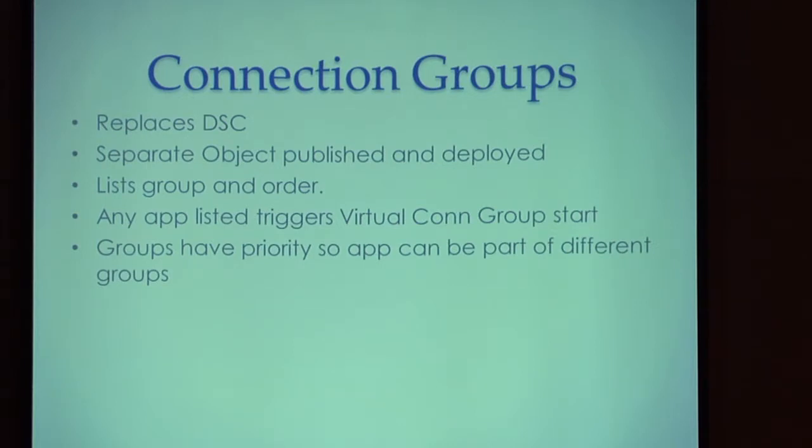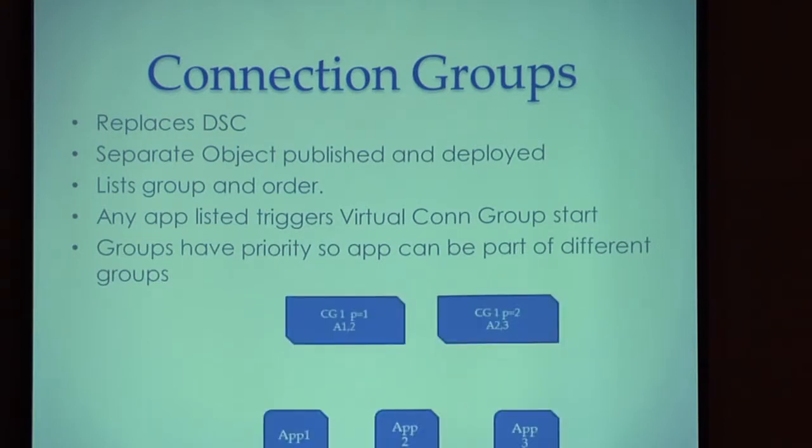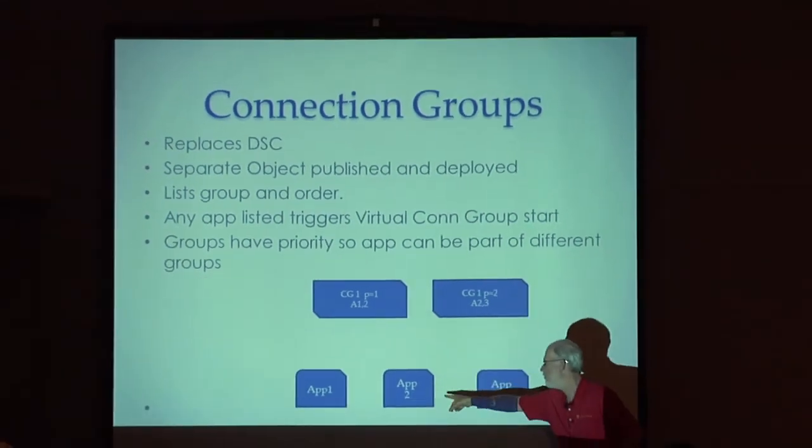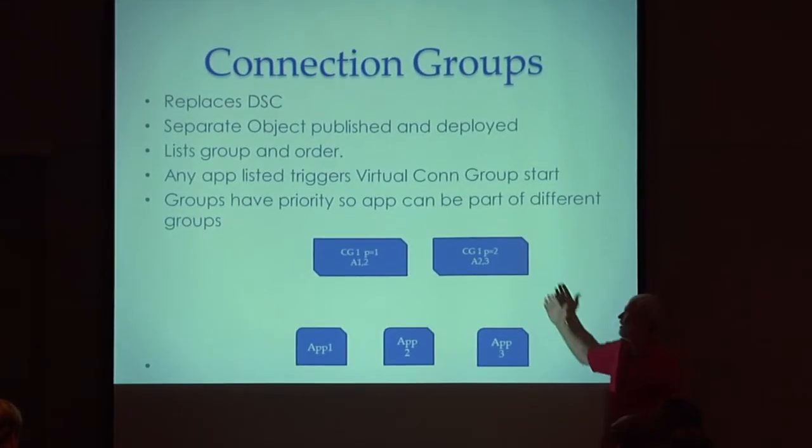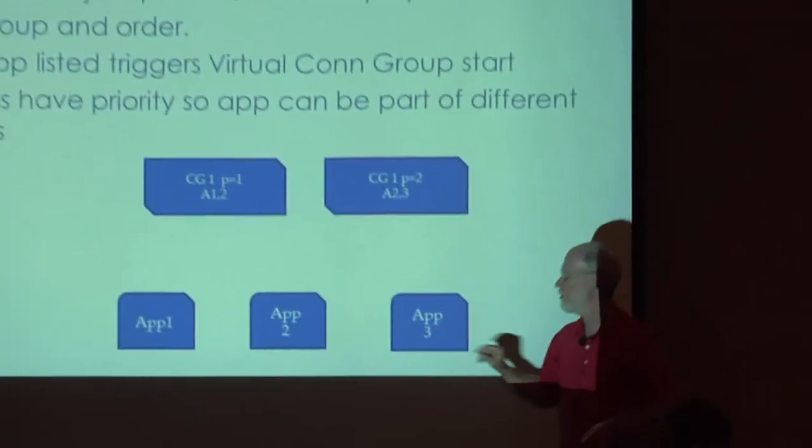Now, when we talk about the management server, the connection groups become first-class citizens in that they're actually publishable objects. So you'll have your packages, you'll go into the management server, say, I want a connection group, and I want these two packages to work together. Now, the connection groups also have priorities. So if I've got these three applications I have on the screen, I can have a connection group that has the first two packages, and I can have another connection group with these two packages.